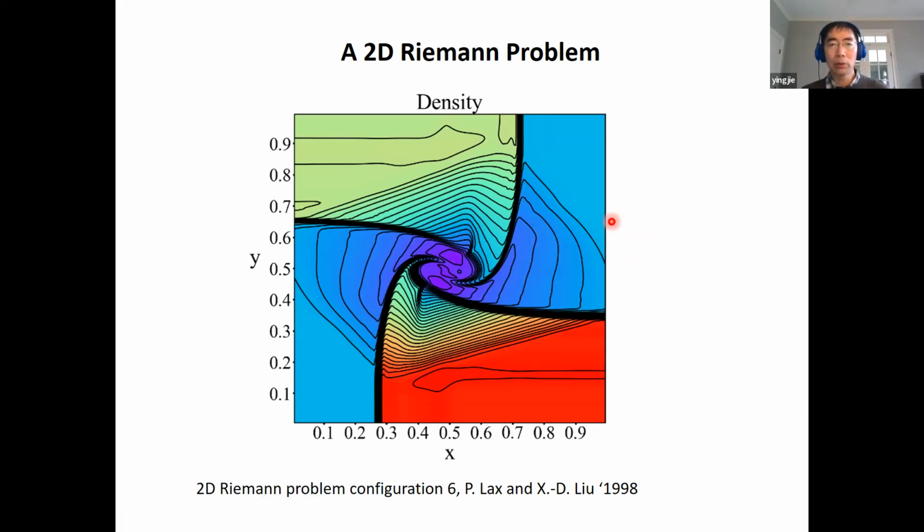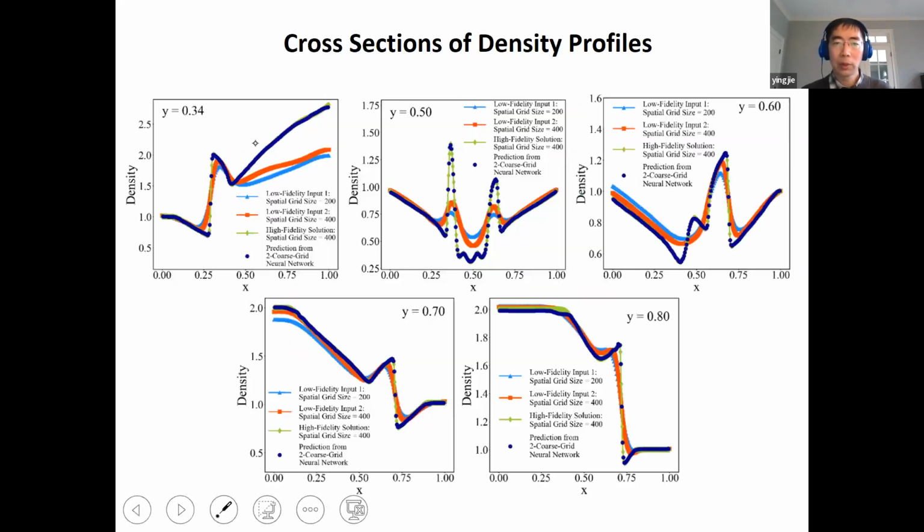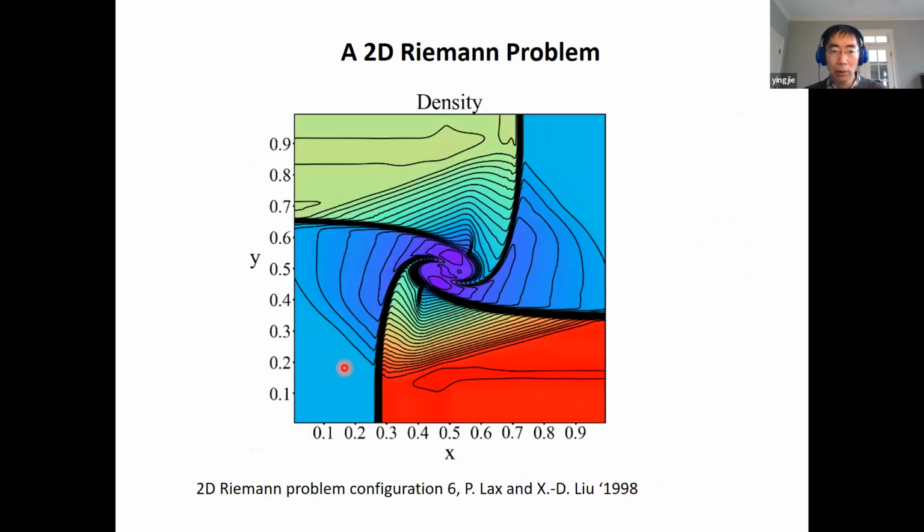So we extend this to, for example, a 2D Riemann problem. This is configuration 6 in the paper by Peter Lax and Xu-Dong Liu in 1998. The Riemann problem looks like this, and this is the prediction from the neural network. Let's examine the density. We're going to cut here, here, here, and here, and compare the density on these cross sections with the exact solution. Here it is: the cutoff at y equal to 0.34, about here.